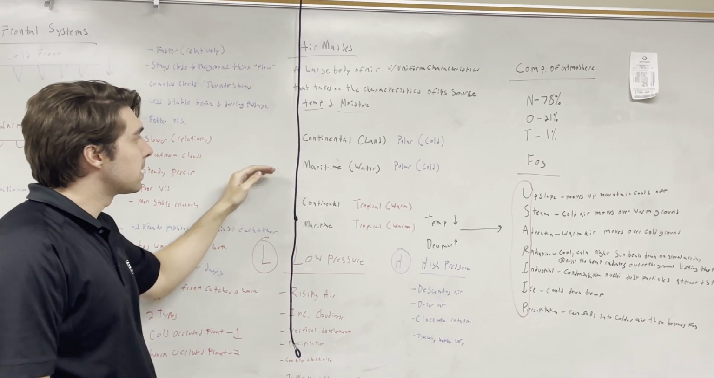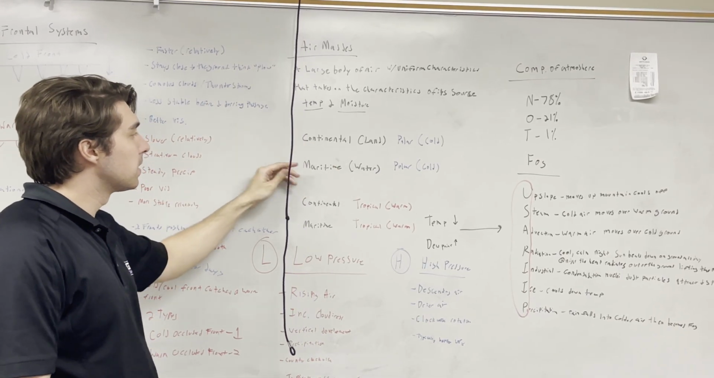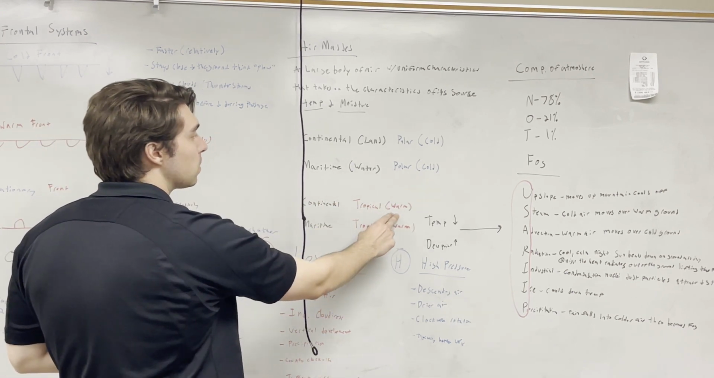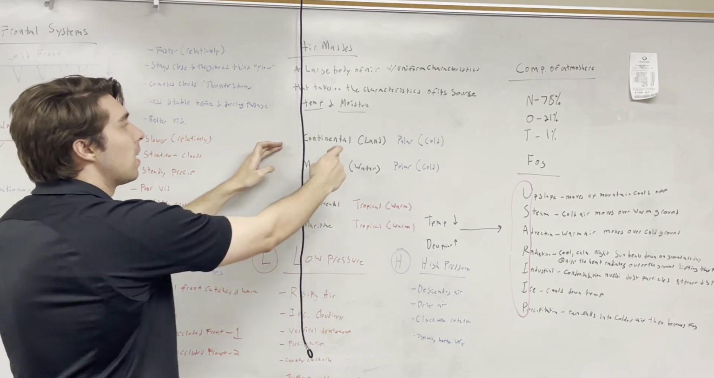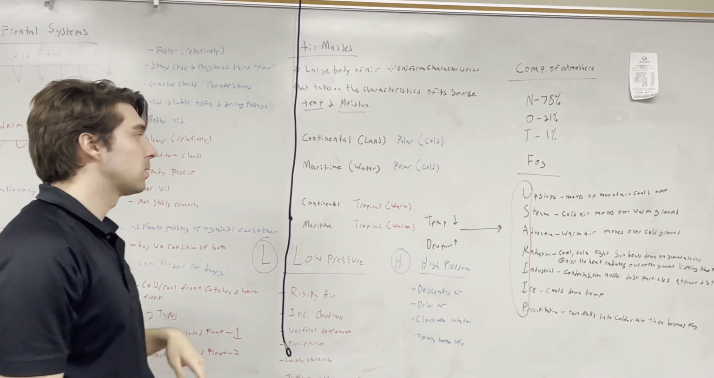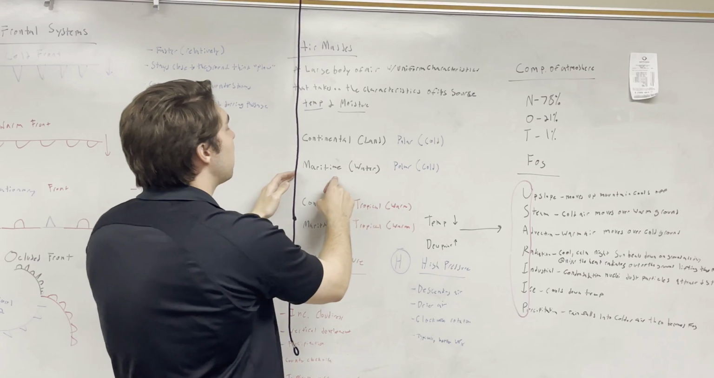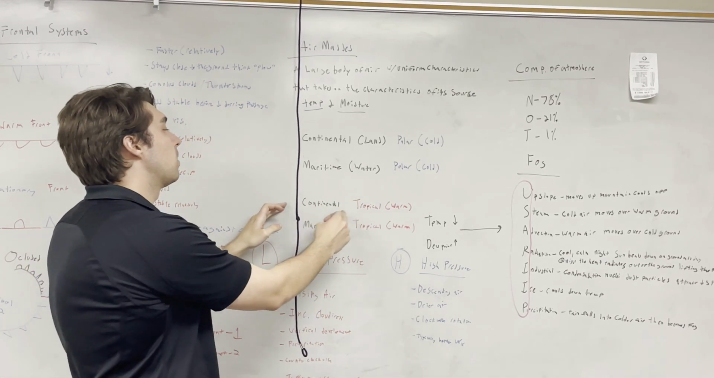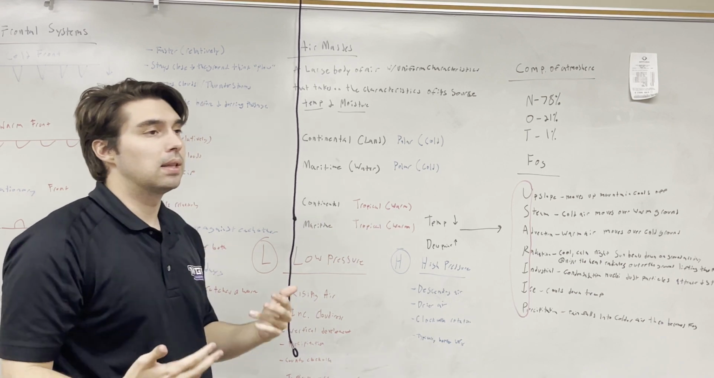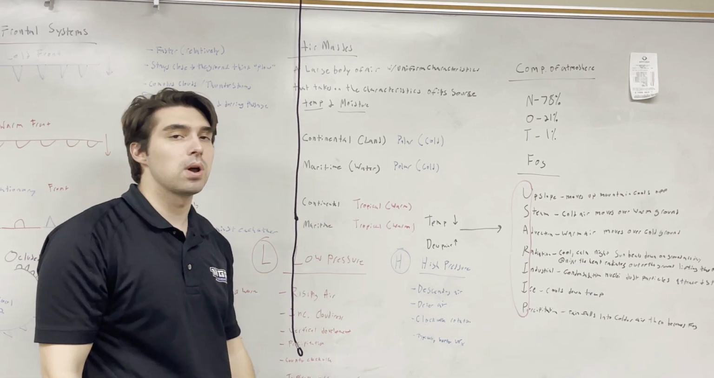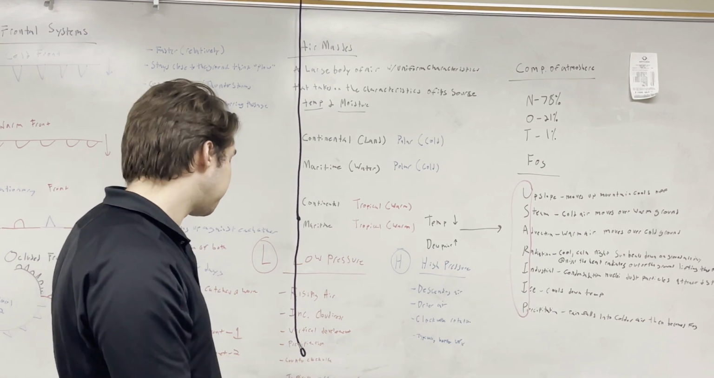So as you can see, it breaks down to continental, which means land, maritime, which means water, and then polar, which means cold, and tropical, which means warm. So we have continental polar, meaning that it formed over a cold landmass. Polar maritime, right? That means it formed over cold water. Continental tropical, it formed over a hot land, such as the Sahara Desert, okay? And maritime tropical, it formed over hot water, okay?